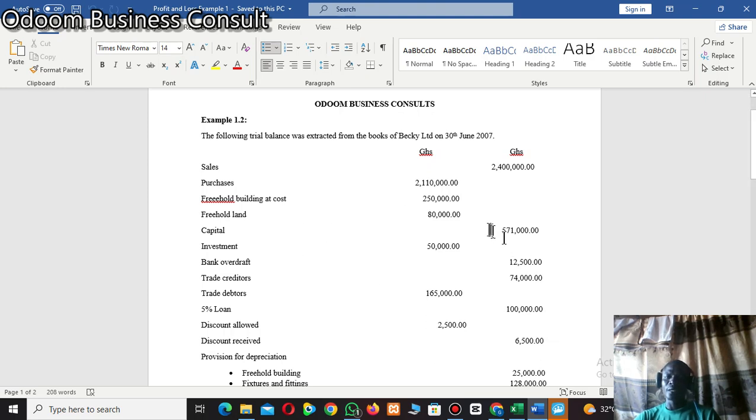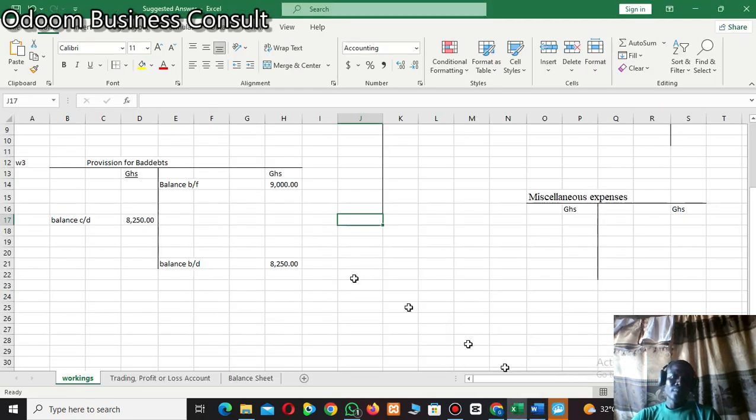Some of the figures over here need to be adjusted, so I advise you to always consider the additional information before presenting the final answer. And the additional information, when you are handling it, you have to do it at the working section. So in your solution you have to dedicate a section for workings, and the workings is mainly meant for the additional information. If you don't do that, it will be very difficult for you to get some of the answers right.